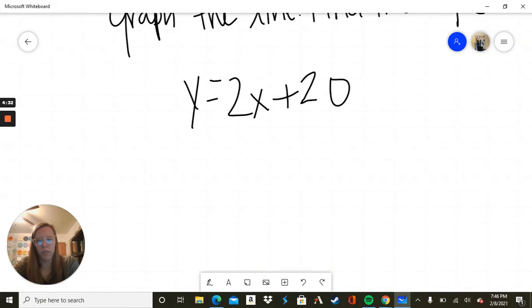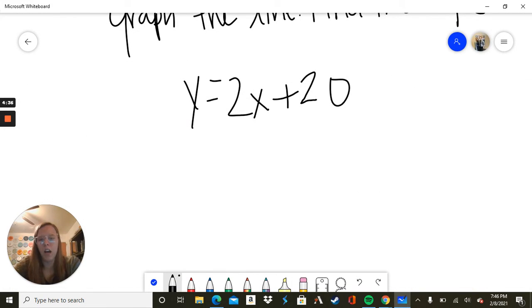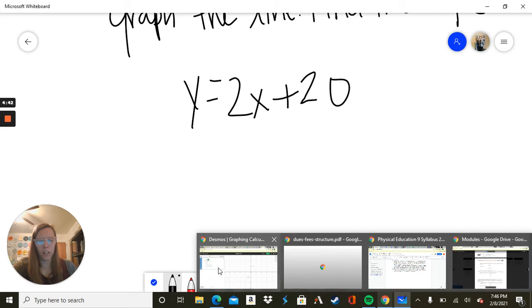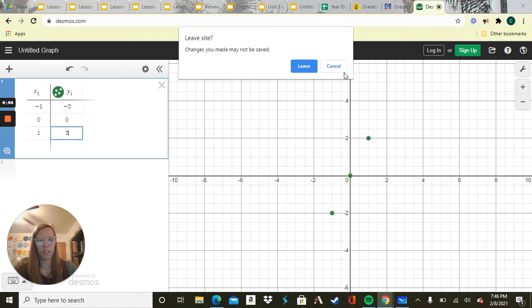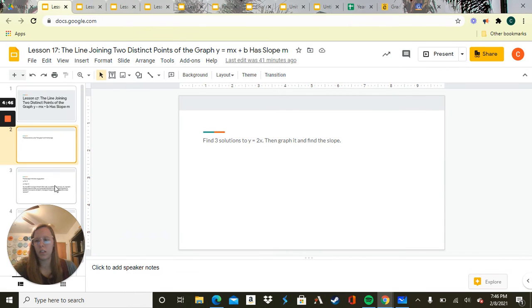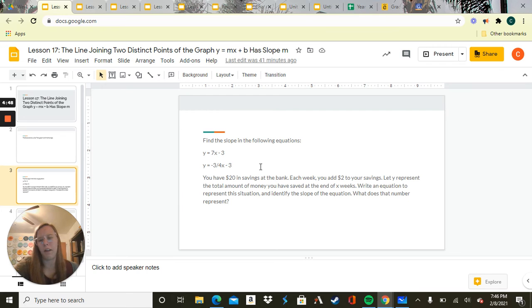So now what we're going to do is determine what the slope is in these equations. We're done with the graph. So find the slope in the following equations. If we have y equals 7x minus 3, we know that the slope is m, so y equals mx, so the slope is 7. The next one, it's going to be negative 3 over 4.